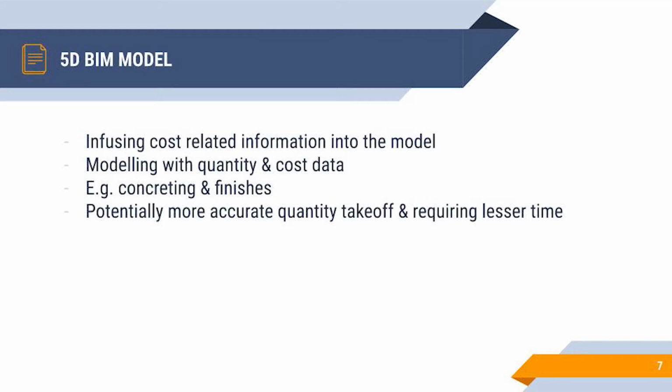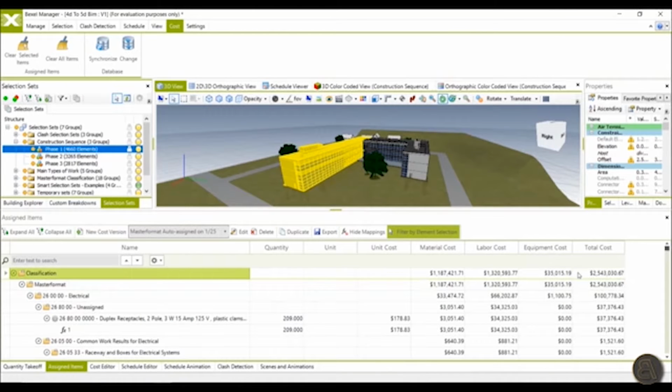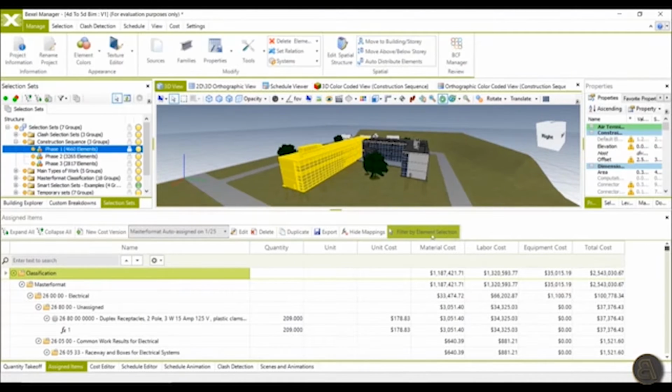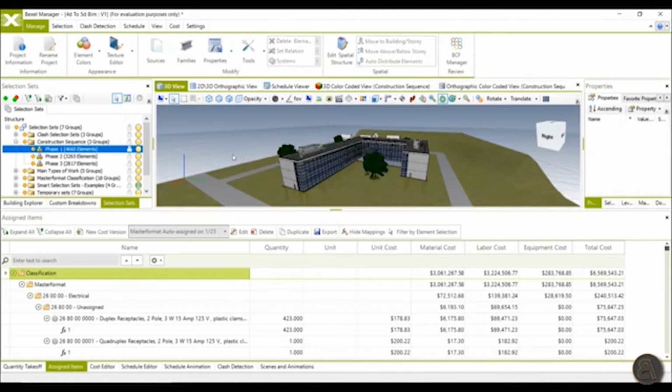A 5D BIM is a model that adds one more dimension to the 4D model, infusing cost-related information into the model. This is possible by modeling with quantity and cost data of every construction trade, such as concreting, reinforcements, fire services, finishes, etc. A 5D model is beneficial to the cost planning process, where it provides a potentially more accurate quantity takeoff to each component, while also requiring significantly less time when comparing both methods.